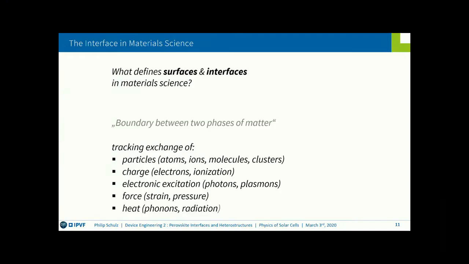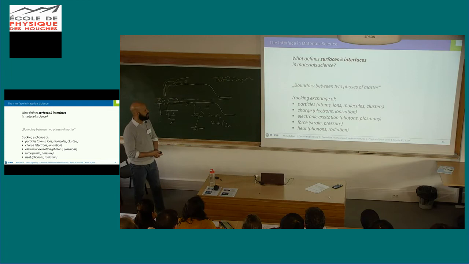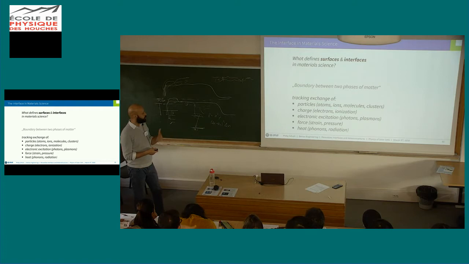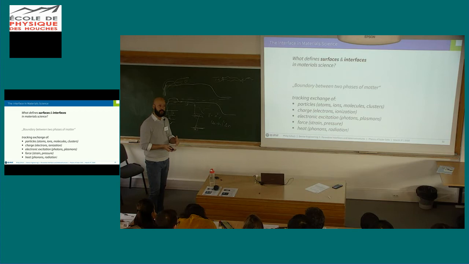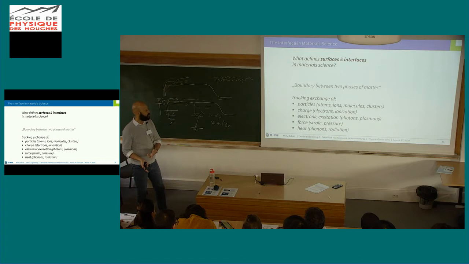Now, what does it mean for our daily work on interfaces? What we have really is a boundary between two phases of matter, or matter and vacuum. And we track exchange of particles, so atoms, ions, molecules, chemical reactions. We look into charge, so what is the transfer of electrons across these interfaces, critically important, obviously, for photovoltaics. Then there's electronic excitation for organic PV. This is quite important. But then there are also points that are a little bit outside of the scope of our classical work, but are nonetheless also important, that is force and heat, very important for degradation processes.